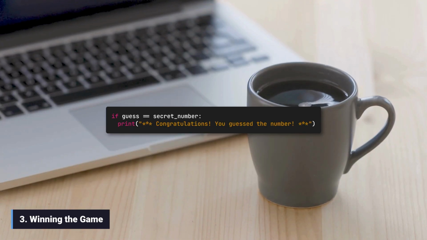3. Winning the game. When the user correctly guesses the number, the while loop condition becomes false, and the program breaks out of the loop. We place the final congratulatory message outside the loop, as it only executes once the loop has successfully terminated, confirming the win.